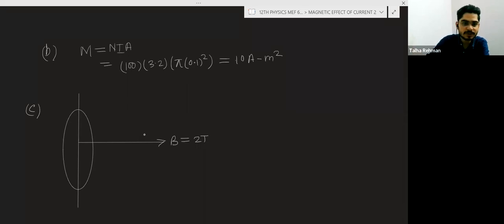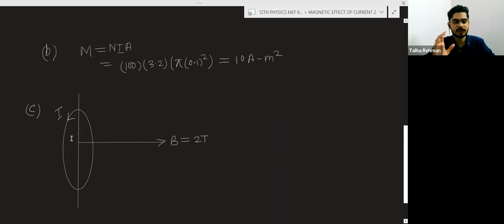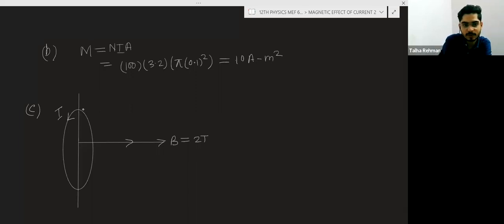And there is a current also in this coil, already discussed. Now, the direction of the magnetic moment will be perpendicular to the plane of the coil. When you apply the right hand rule, you will get the direction of the magnetic moment perpendicular to the plane of the coil. So magnetic moment will also be in this direction, because this is perpendicular to the plane of the coil.